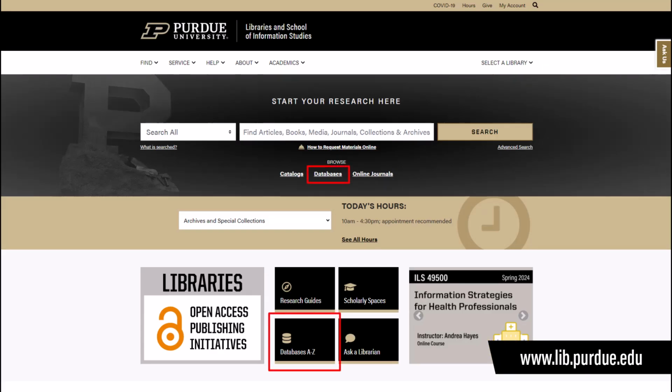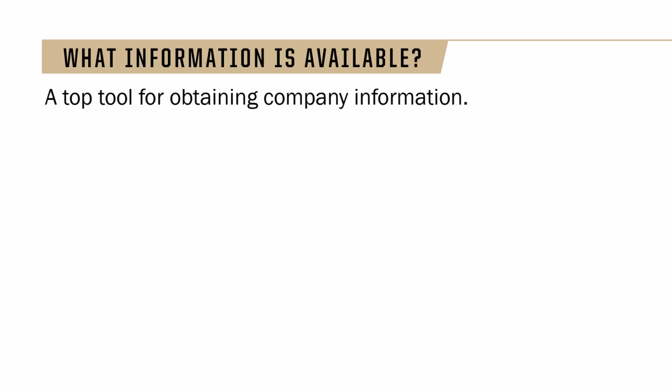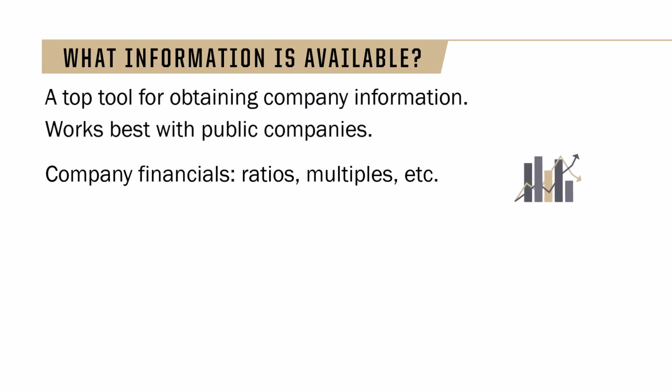Let's get started. Go to the library website at lib.purdue.edu to locate our A to Z list of databases. You'll find S&P Capital IQ there. S&P Capital IQ is a top tool for obtaining company information. It works best with public companies. It contains detailed company financials, ratios, multiples, valuations, and a lot more.